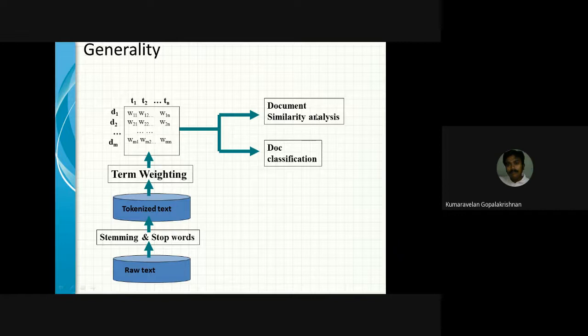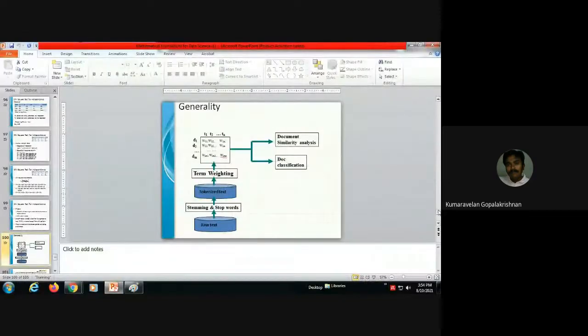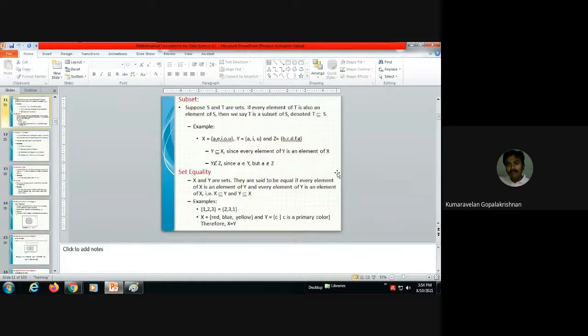I am going to use cosine similarity for document similarity analysis. I can explain how naive Bayes algorithms are used for document classification. Again, if time permits, I will give a hands-on with R programming on how to calculate document similarity analysis and document classification using R. So that's all for today. I covered all the basic mathematics. This is the agenda that I have fixed for today.